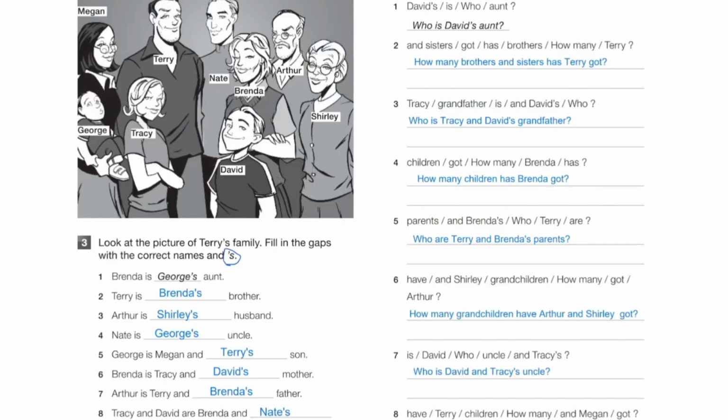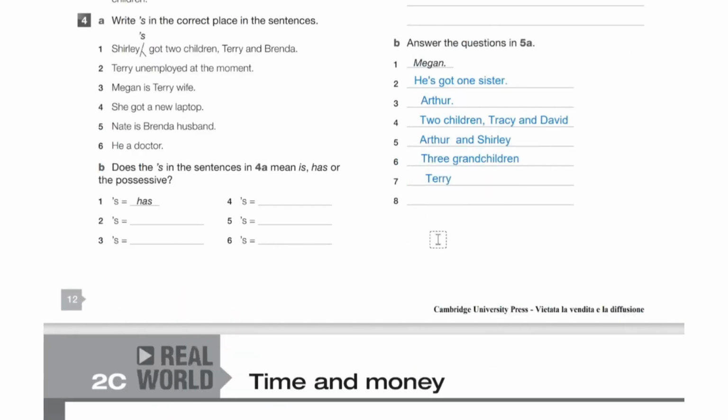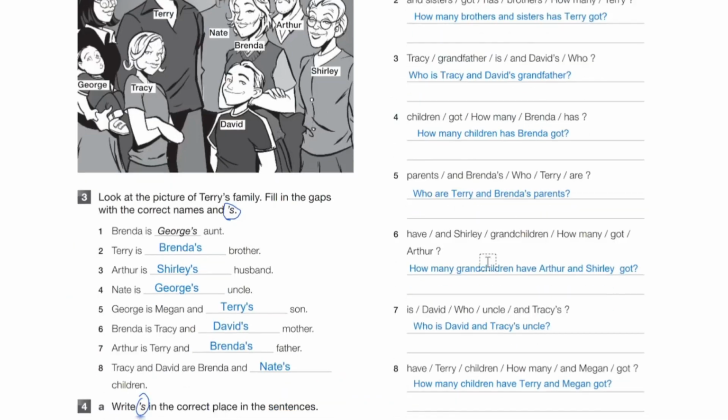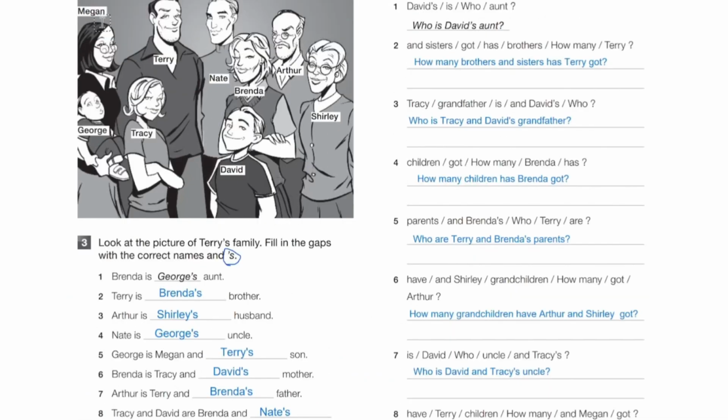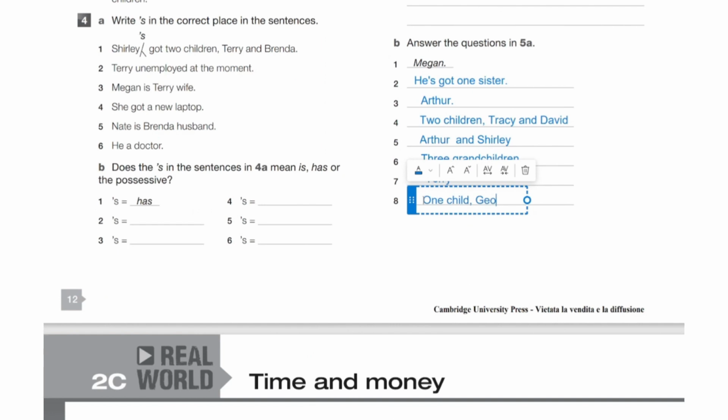Number seven, who is David and Tracy's uncle? David and Tracy's uncle is Terry. So we're going to write here Terry. Okay, the last question. How many children have Terry and Megan got? Terry and Megan, they've got only one boy called George. So one child. And his name is George. That's it, guys. So in this way, we've finished 2B.